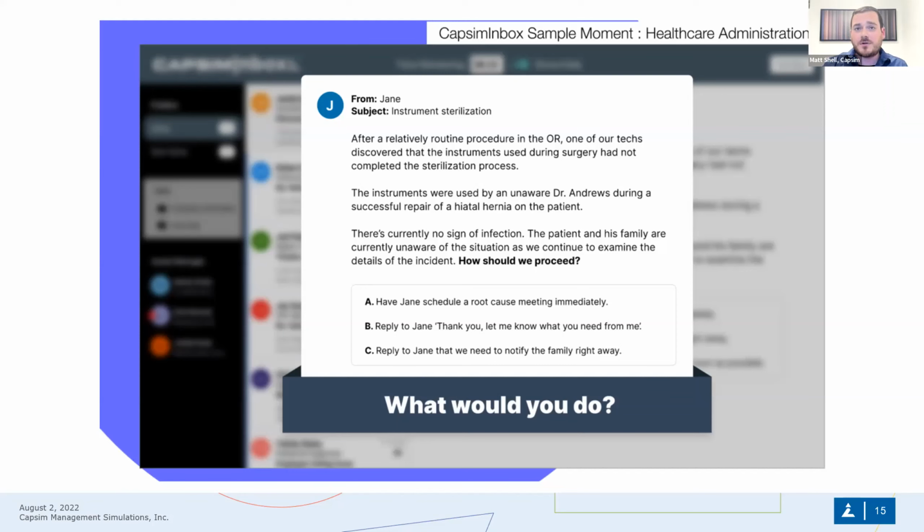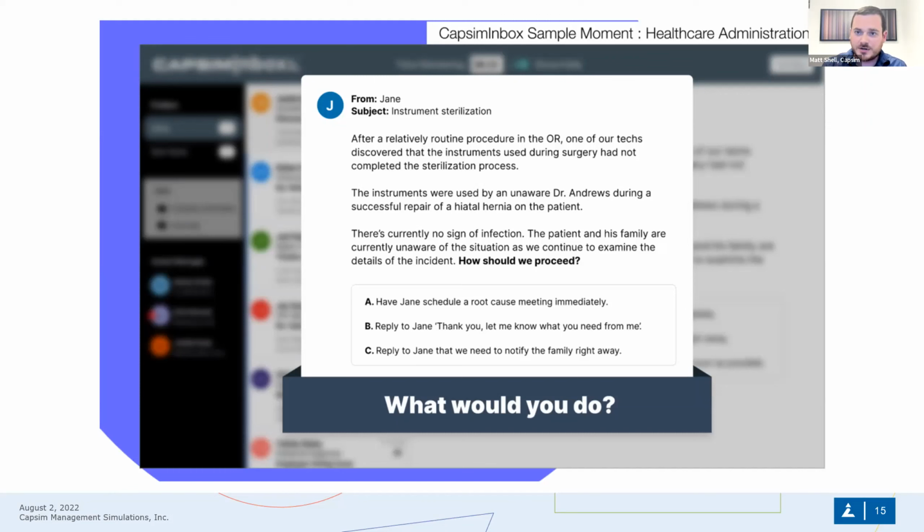And so what I'd like to do for all of you, just like our first example, is pose a question to you all. What would you do in this scenario? Would you A, schedule a root cause meeting immediately? B, tell Jane, thank you, just let me know when you need me. Or C, reply to Jane that we need to notify the family right away. So just like before in the chat, A, B, or C, what would you do in this scenario? And then we'll debrief this in just a moment.